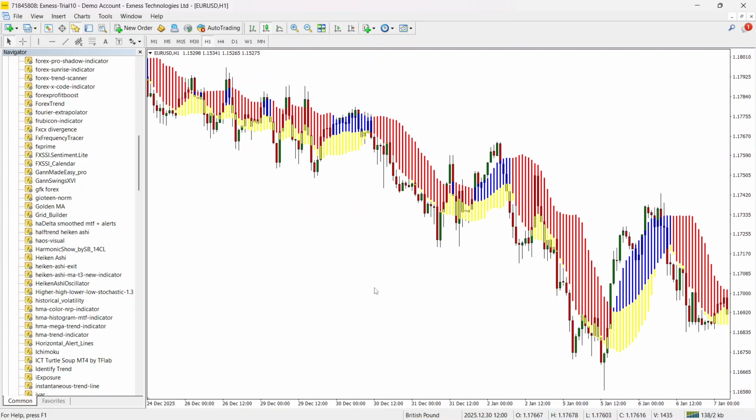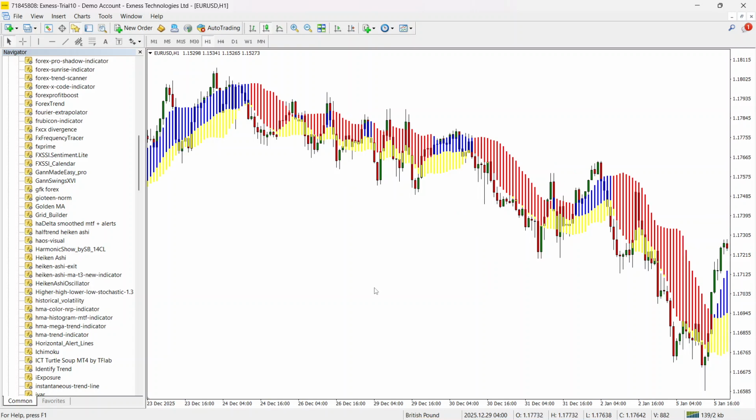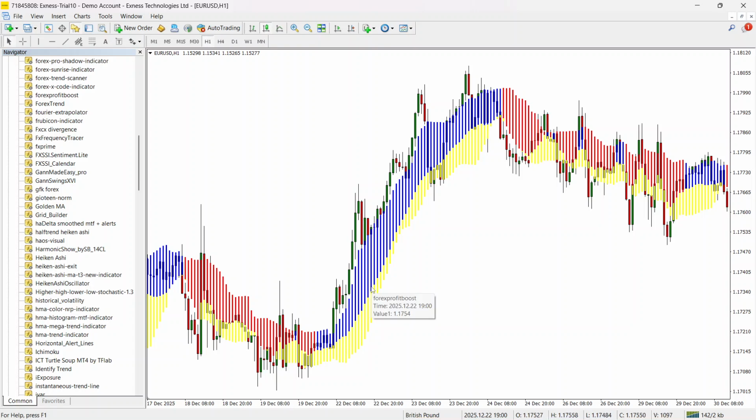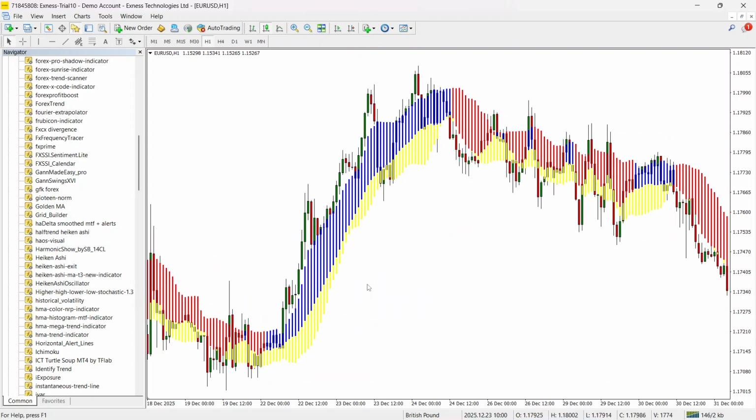Like other system style indicators, its effectiveness depends on the user's understanding and discipline, and it can still produce unhelpful or late cues in rapidly changing or range-bound markets. So it should be integrated with independent analysis and robust money management rather than used in isolation.